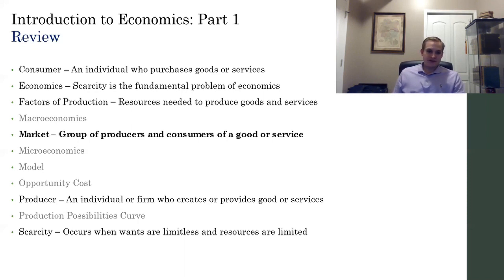A market is just the group of producers and consumers of a good or a service. So it's important that you understand that there are multiple markets that make up an economy. In microeconomics, we are looking at the individual markets themselves, whereas in macro, we're looking at an aggregation of all of those markets.